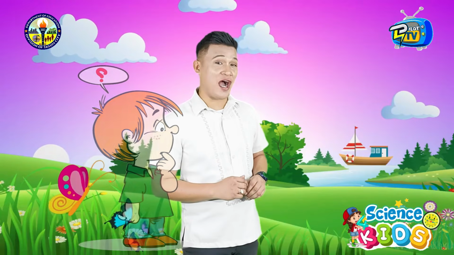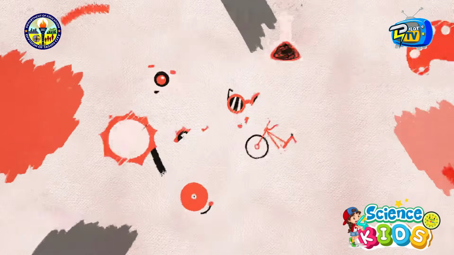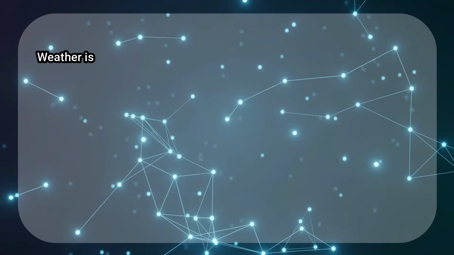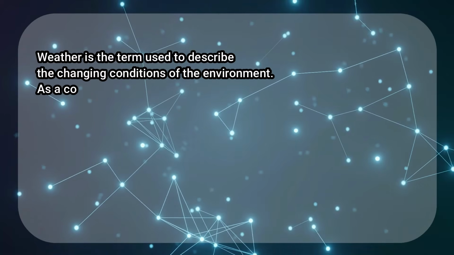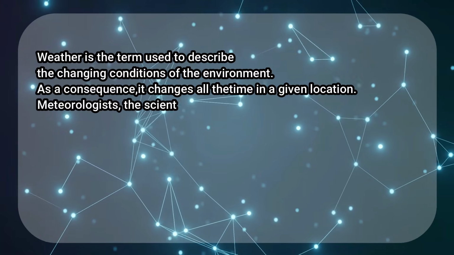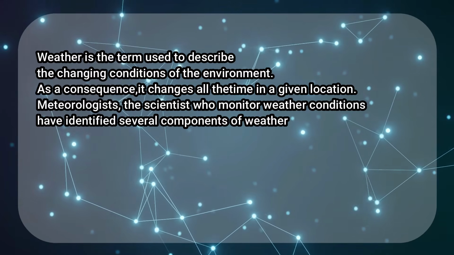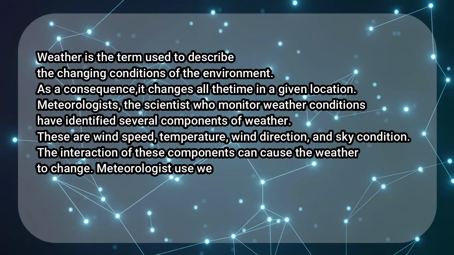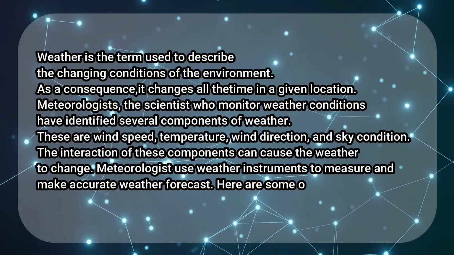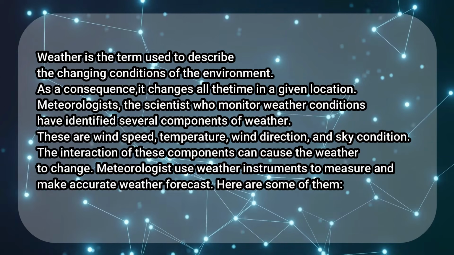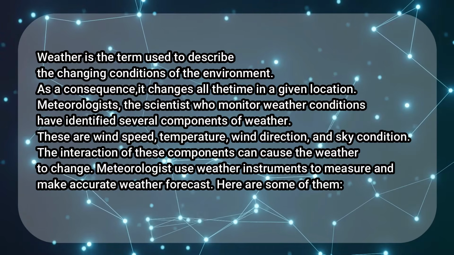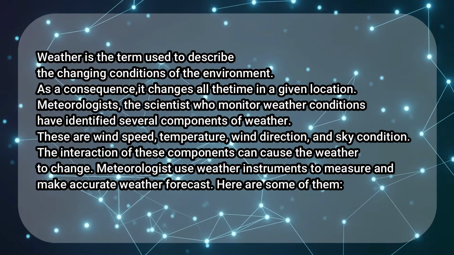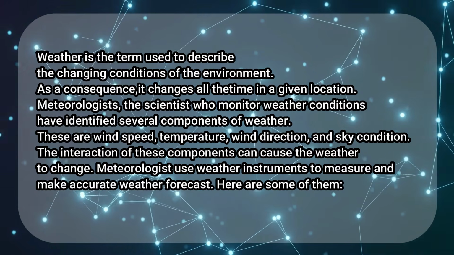All of these questions are related to weather. Weather is a term used to describe the changing conditions of the environment. As a consequence, it changes all the time in a given location. Meteorologists, the scientists who monitor weather conditions, have identified several components of weather.